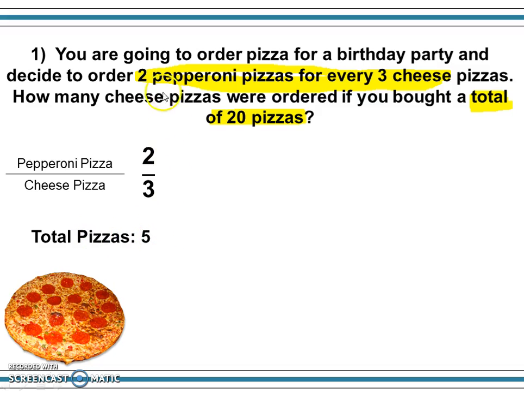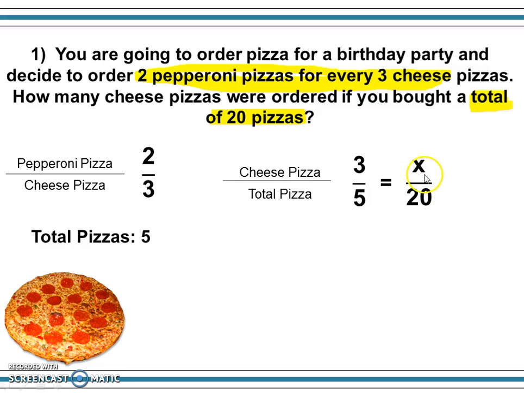So the question, again, is comparing cheese pizzas to total pizzas. So using that information, I'm going to pick out 3 cheese pizzas for every 5 total pizzas. Notice, I didn't need to use this 2 for pepperoni pizzas. I needed it to help me get the 5, but I'm not actually going to use the 2 in the proportion that I set up. Now for our second ratio: 3 cheese pizzas for every 5 total pizzas, and I know that I've actually bought 20 total pizzas. So that 20 is going to go in the denominator of my second ratio, and I'm finding out how many cheese pizzas were ordered, so X, my unknown, is in the numerator.